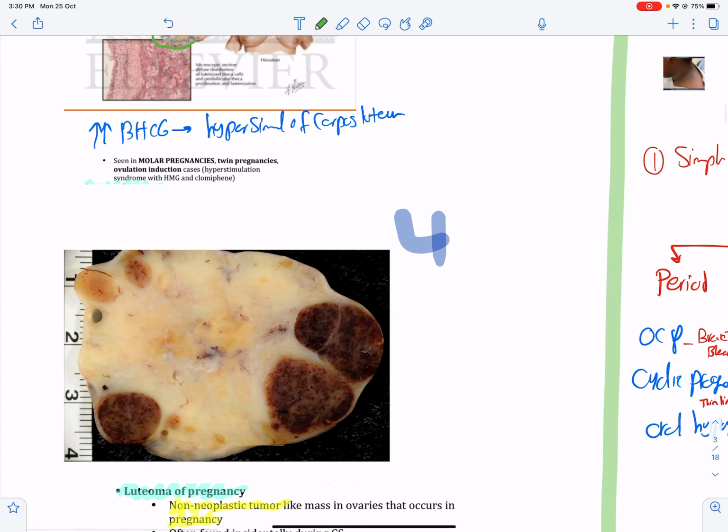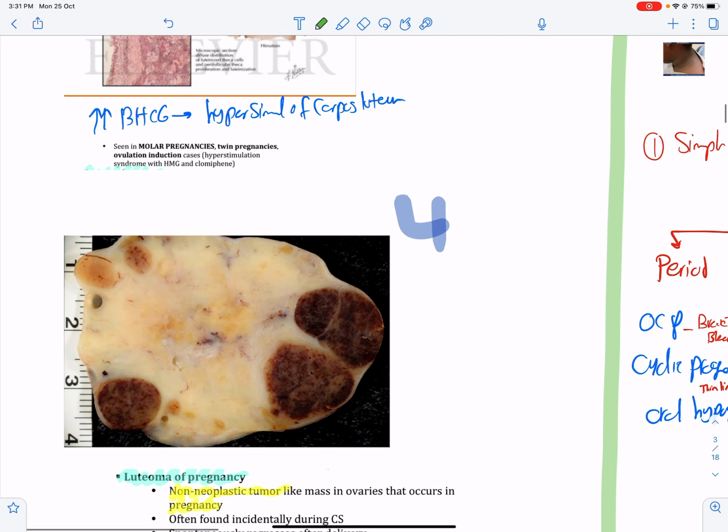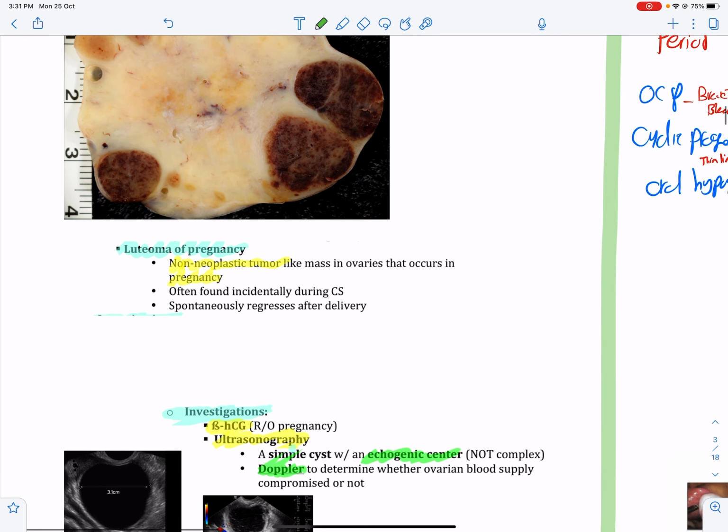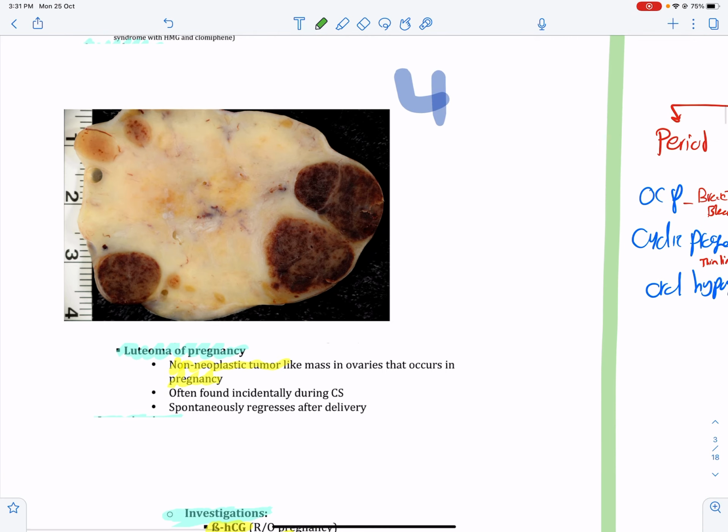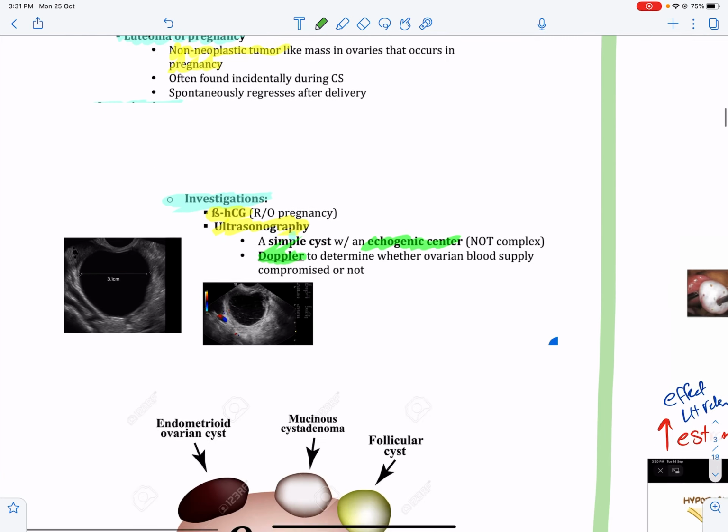Now, there is something known as a thecal lutein cyst. So thecal lutein cysts occur because the corpus luteum will be hyperstimulated by a beta HCG during molar pregnancy, twins pregnancy, or ovulation induction agents, and this will cause thecal lutein cysts. Then we have luteoma, which is benign, non-neoplastic tumor. It is basically occur in pregnancy, and it will resolve by its own, and usually without any symptoms, and it's found incidentally.